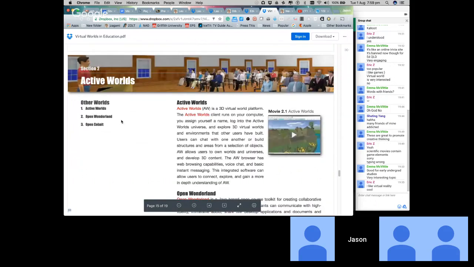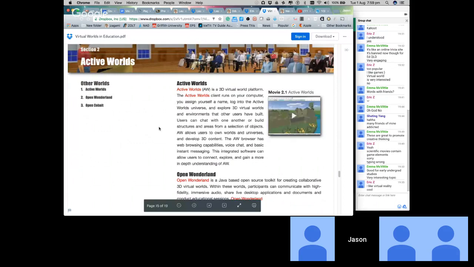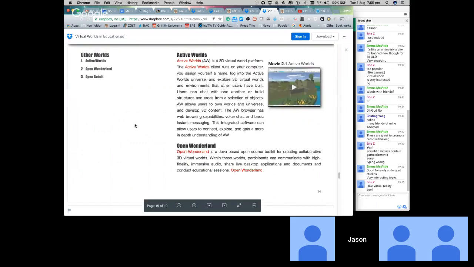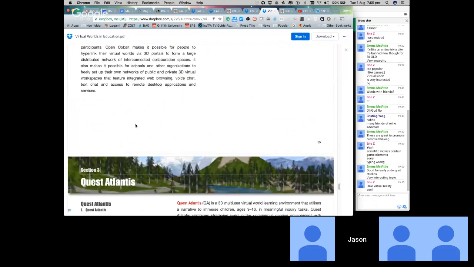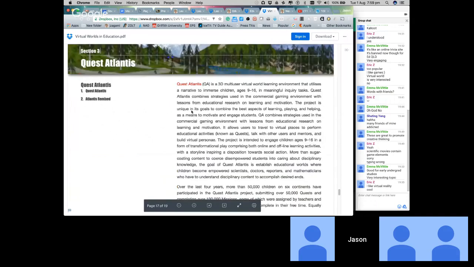Active Worlds was set up particularly for K-12 students, and it had several variations. The main one was Quest Atlantis, where students aged 9 to 16 could do a whole lot of learning activities.